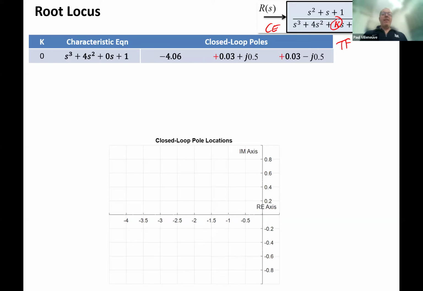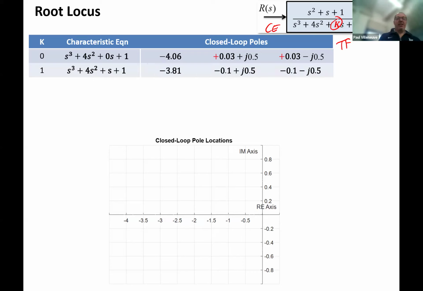We run that into MATLAB, and then we have our three poles for this closed loop system: -4 and -0.03 plus or minus j0.05. Go to 1. Now K equals 1. We have S cubed plus 4S squared plus S plus 1. Run it over to your calculator or MATLAB, and here are the roots that we have. You can see that the roots have changed, right? They were -4 and then -0.03 plus or minus j0.05. Now they're -3.81 and then -0.1 plus or minus j0.5. So they are changing as we vary K.